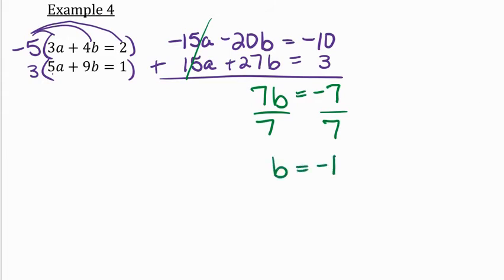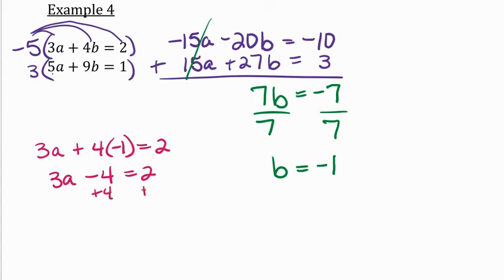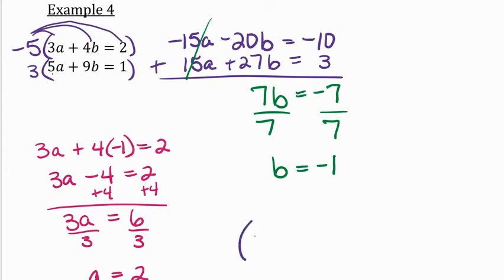Once we've got b, we'll plug it back in to find a, just like we've done before. I'm going to use the top equation. So 3 times a plus 4 times -1 equals 2. That's 3a minus 4. I'm going to add 4 on each side. And then divide, I'm getting ahead of myself, divide by 3 on both sides. So a equals 2. All right, so then I've got a and b. We'll write those together as an ordered pair. Again, just use alphabetical order if it's not x and y. So my answer would be 2, -1. That's the point where those two lines intersect.